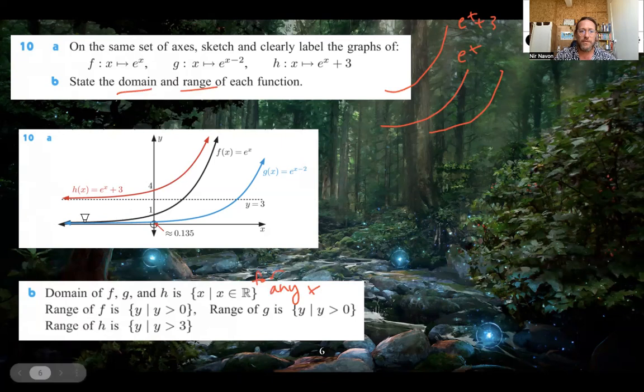And here we see for both of them, the range is the possible y values. For these two, it's y greater than 0. Okay, it will never be 0. This is called the horizontal asymptote, which is y equals 0. And in this one, because it's moved 3 steps up, the range is y greater than 3.